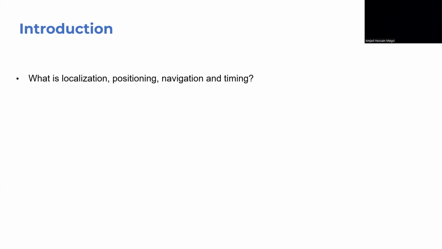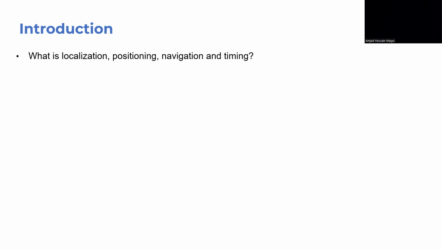So let's begin with the question here. What is localization, positioning, navigation, and timing? These terminologies are the basic ideas when we start learning about localization or positioning. Localization is identifying your position with respect to the surroundings. For example, if you are in a shopping mall or a store and you find your exact location with respect to the surroundings, not the general positioning, then it is known as localization.